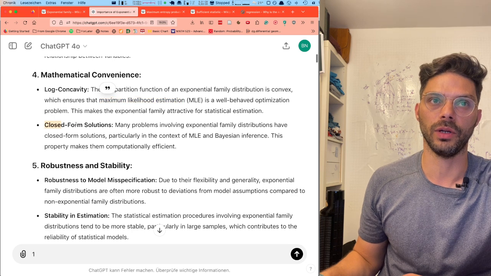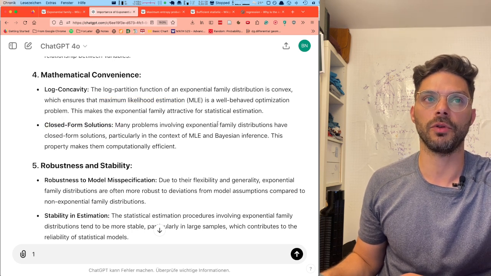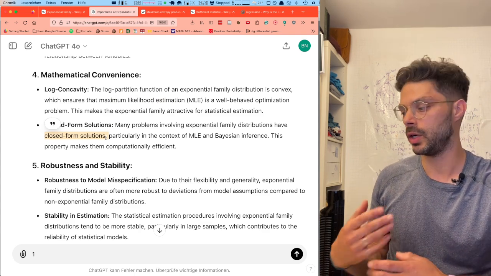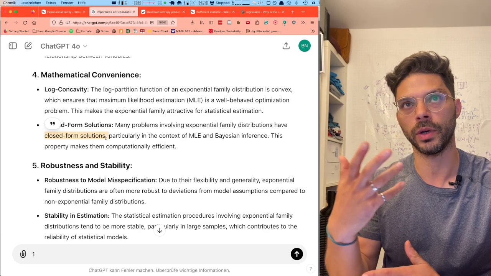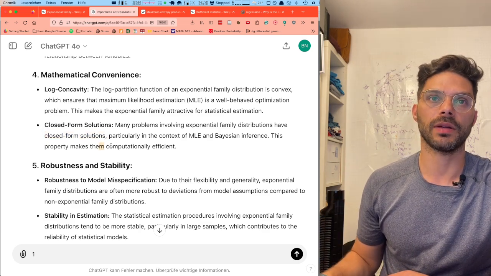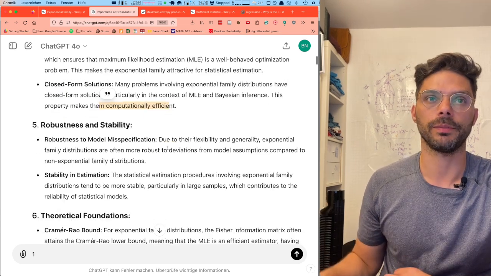This is also very cool. Many problems involving exponential family distributions have closed form solutions. You might not really care about this in big applications, but when we're just working through and trying to gain intuition for what's going on in a model, how our parameters are being updated, this is really nice. It makes it computationally efficient.